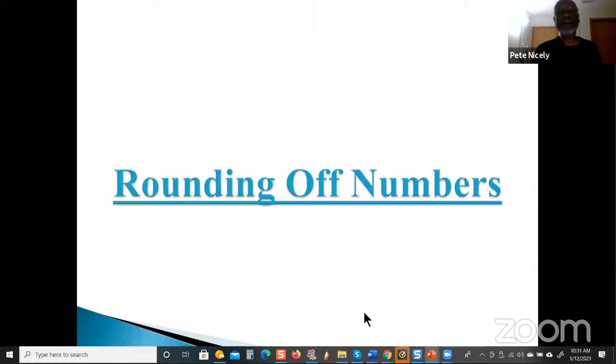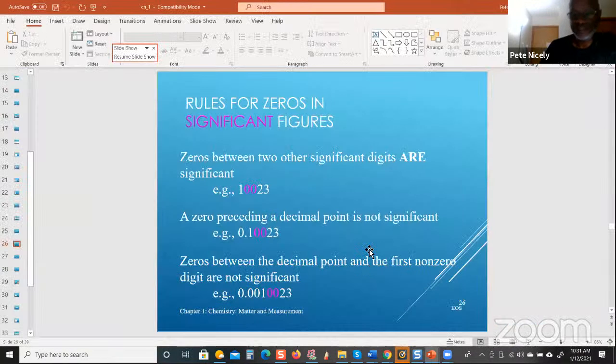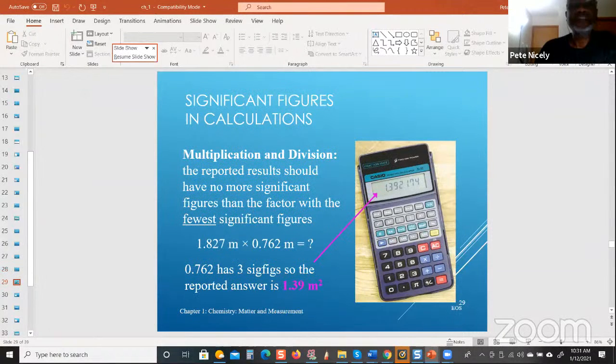Okay, all right. I think I'm going to stop here for today. So the next topic we're going to discuss is how we deal with significant figures when it comes to calculations, all right?